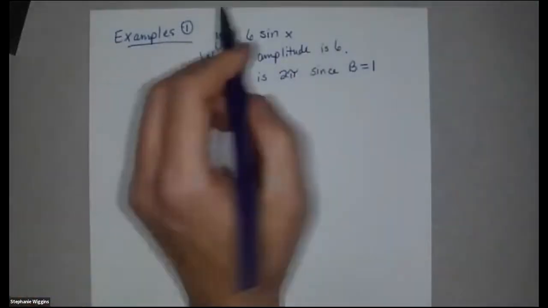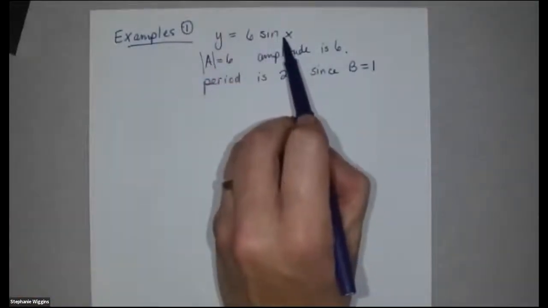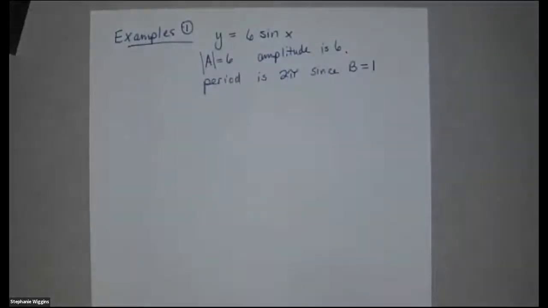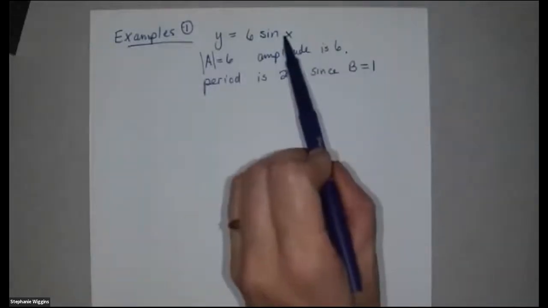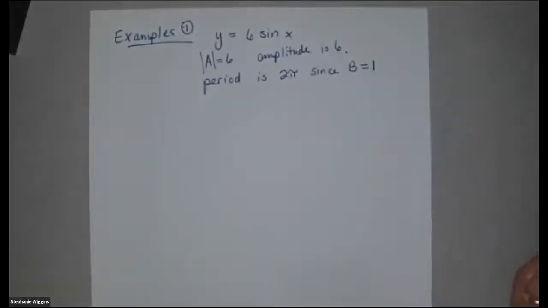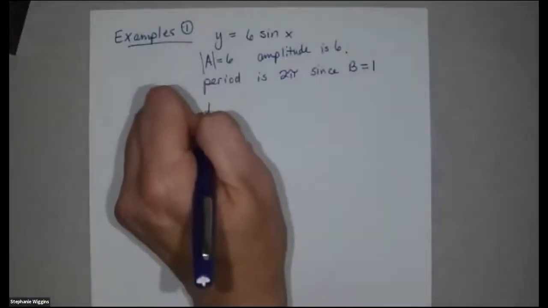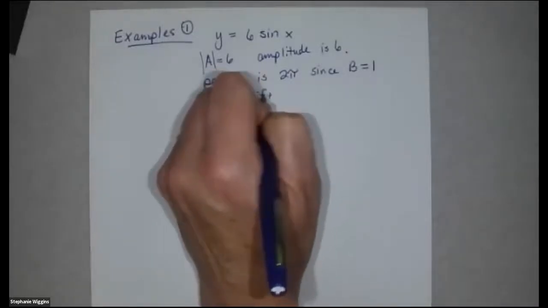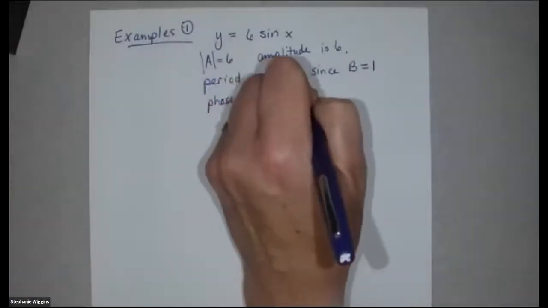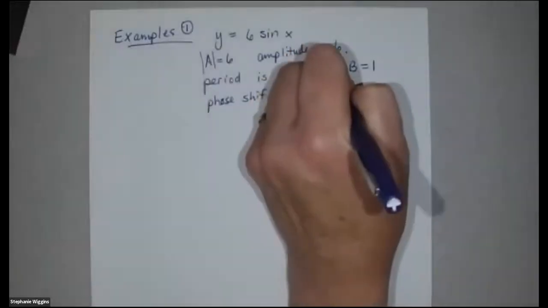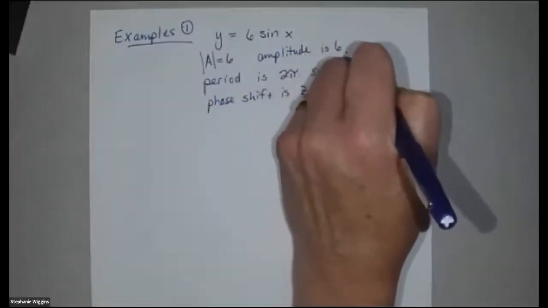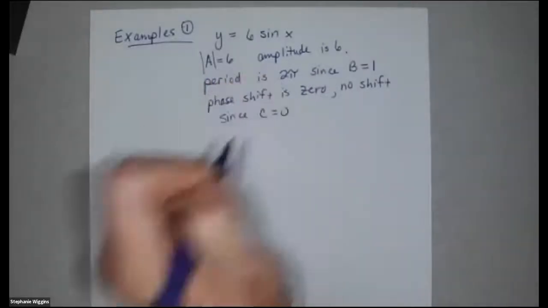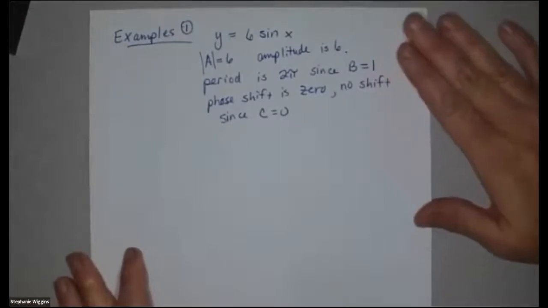Okay, so B is this constant in front of the x. Well, there's nothing there, so it's assumed to be 1. We haven't changed the period because we haven't multiplied a constant there. And the phase shift is 0. There is no phase shift. In other words, no shift, since C equals 0. Okay, so this is a pretty simple problem.